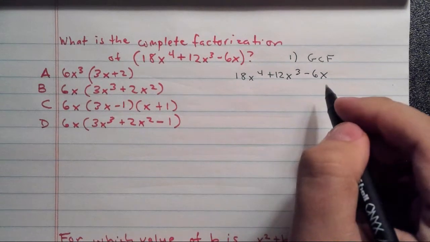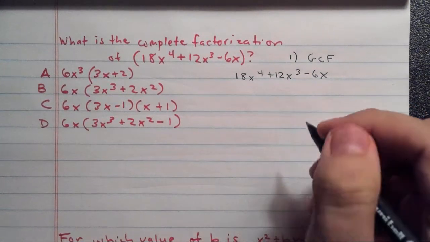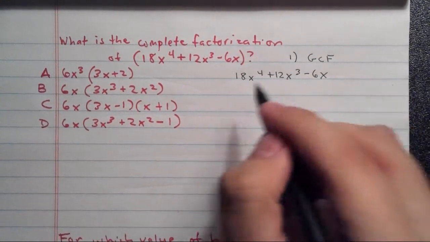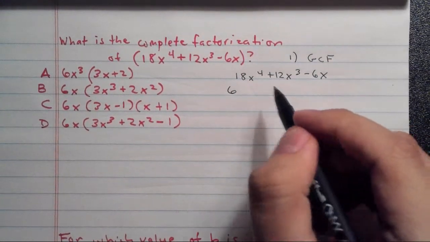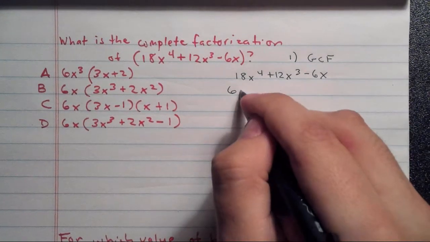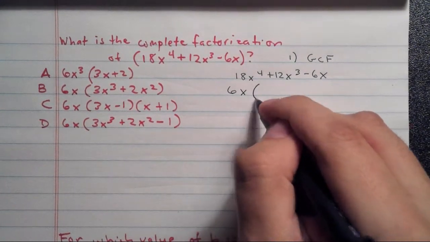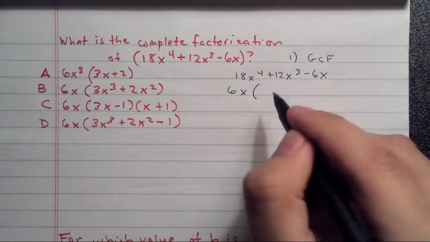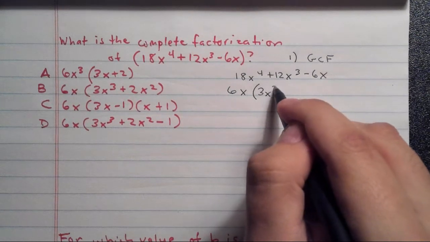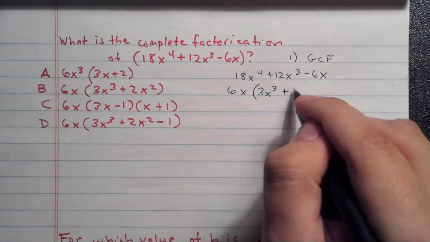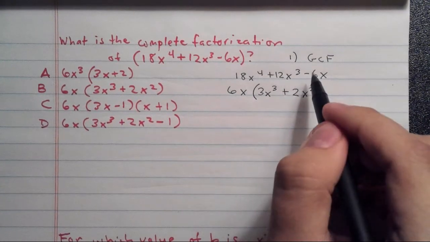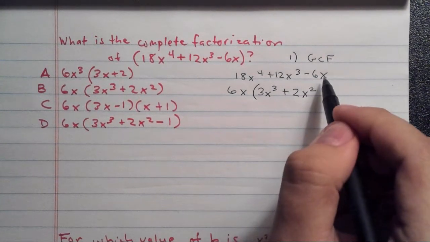Once we discuss how to do this problem, we'll discuss why a couple of these answers at least don't actually make any sense. Well, 18, 12, and 6, I can take out a 6, which fits with all my answers. X to the 4th, x cubed, and x. Well, that means I can take out an x as my greatest common factor. That will leave me with 3x to the 3rd to get 18x to the 4th, plus 2x squared to get x cubed. What about if I'm factoring out from a negative 6x?